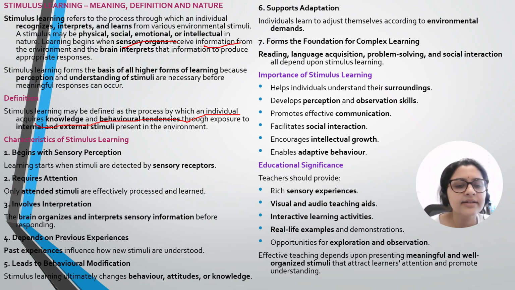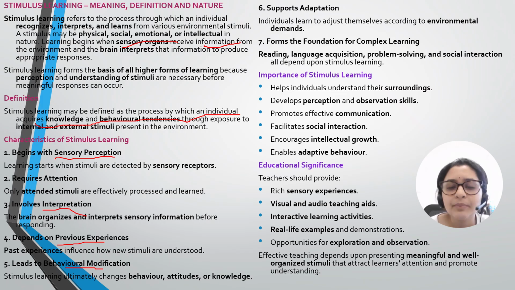What are the characteristics of stimulus learning? First, it begins with sensory perception. That means sense organs will act. Then it requires attention. If stimuli are attended, then a proper response can be obtained. Then it involves interpretation. The brain should interpret the stimulus, so then only will you get any response. It depends upon previous experiences. It leads to behavioral modifications.